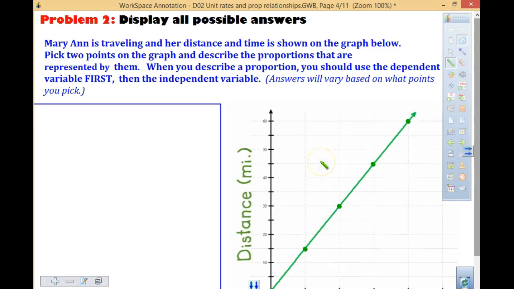All right. So as we are reading on this one, Amy, would you read please at the top of page 6? Mary Ann is traveling with her distance and time shown on the graph below. Page before on the graph are described the proportions that are represented by them. When you describe a proportion, you should use the dependent variable first, then the independent variable. So it tells us, which one do we want to go first with, James W? What did she just read? Which variable first?